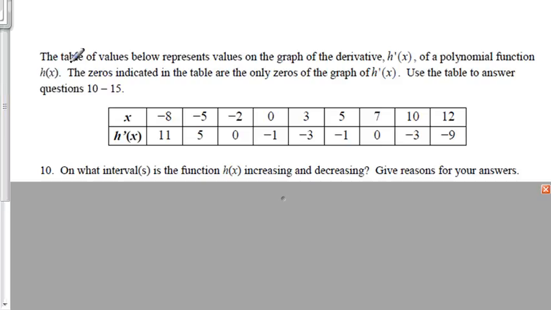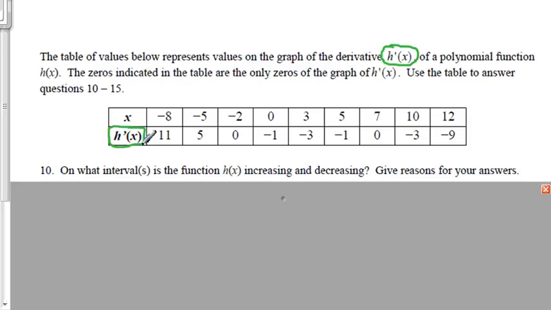Okay, we're still on Unit 2, Day 16 Notes, Part 2. Now we have a data table. We don't have a graph. So this data table is going to represent values on the graph of the derivative, and that's key, and they show that right here as well. So let's answer some questions.